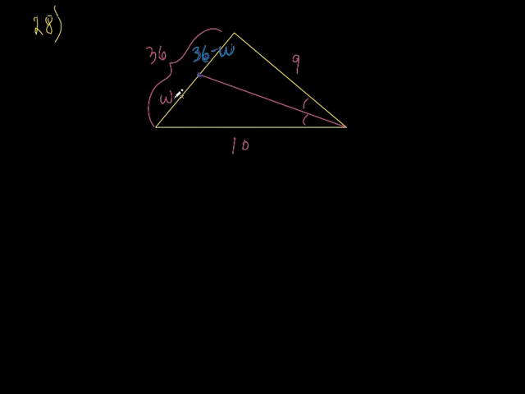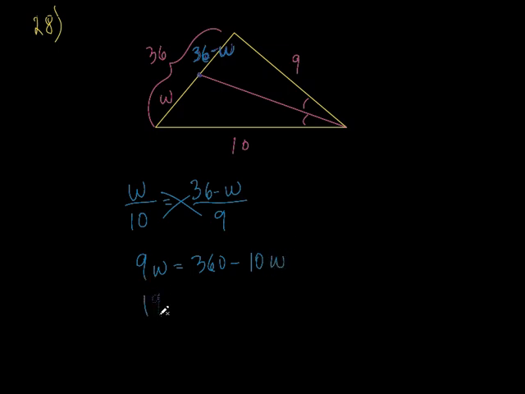We can compare this one to this one, and then this one to this one. All right? So watch, W to 10. Because remember, these segments are proportional to the other two sides, right? So W to 10, what do you think the other one is? 36 minus W to what? To 9. And now I can do a little cross multiply and then solve for W. So 9W equals, what's that? 360 minus 10W, right? Add 10W, that's 19W equals 360, divided by 19.